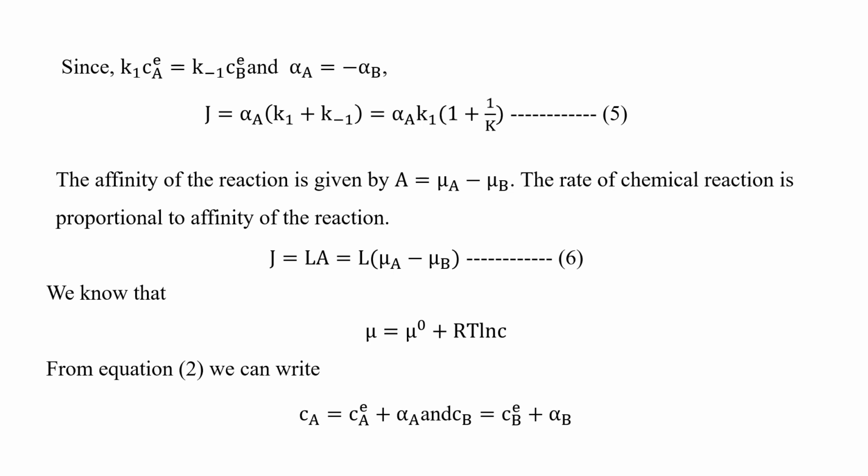So we already know that nu is equal to nu naught plus RT ln C. Here the C means concentration. So already we know there are two concentration terms, Ca and Cb. So we have already found the values. Ca is equal to Cae plus alpha A. Cb is equal to Cbe plus alpha B. We can use that equation here, and you can write the chemical potential for A and B individually.